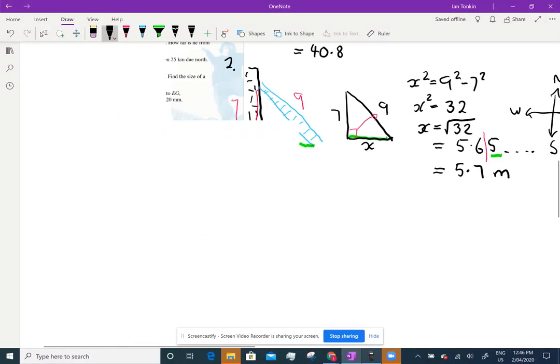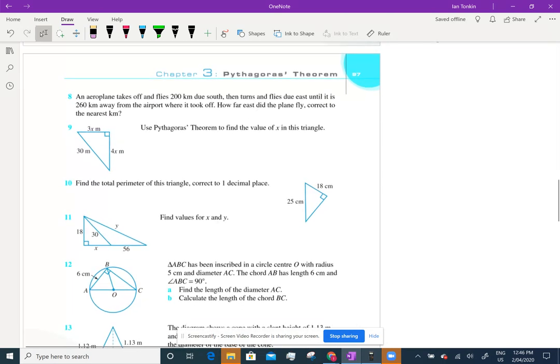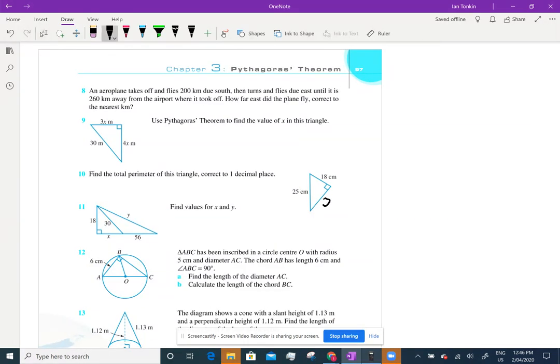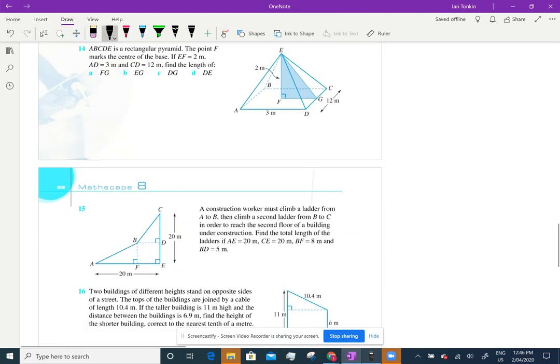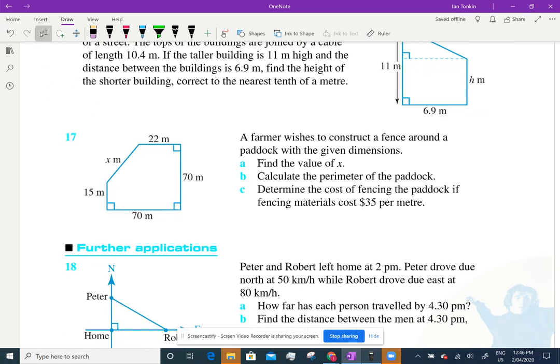So let's go back. What other ones did I ask you to do? 10, 17, 18, and 19. 10. I'm going to skip 10 because all you have to do is find this side and then add them all up. So that's pretty easy. I want to get to 17 because someone asked about that. So I'm going to use their diagram.